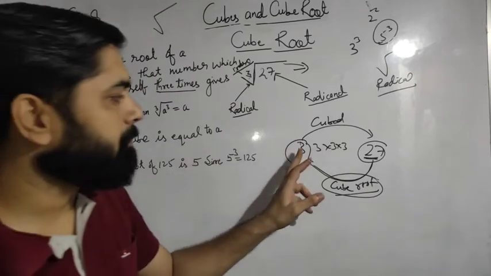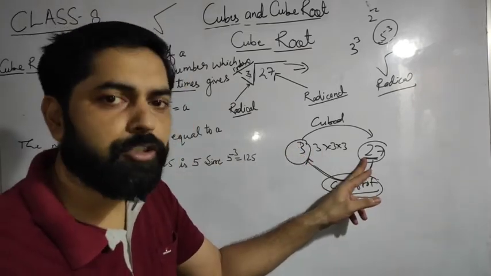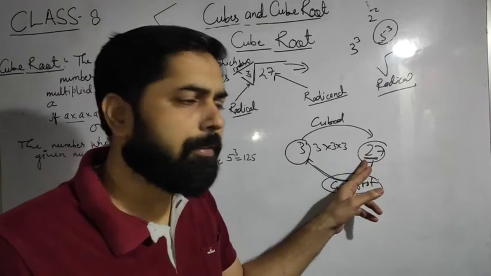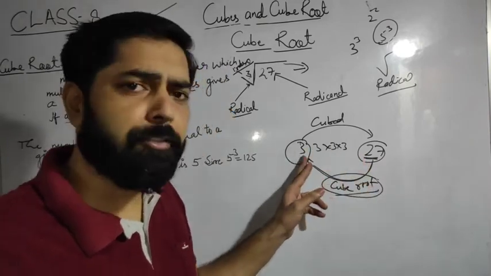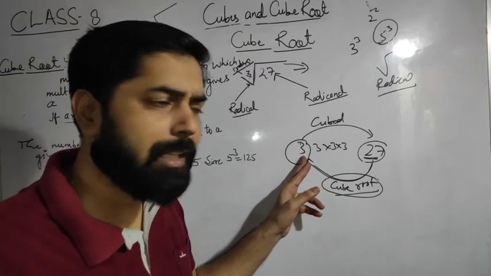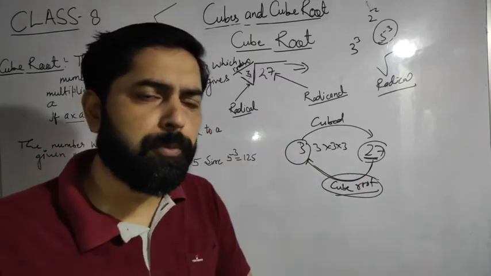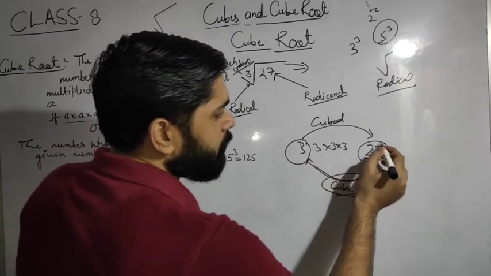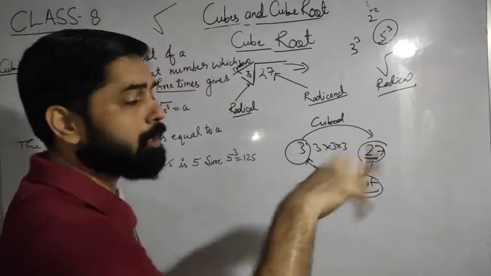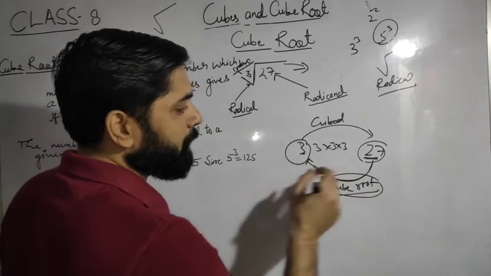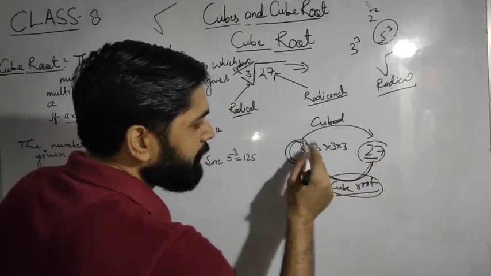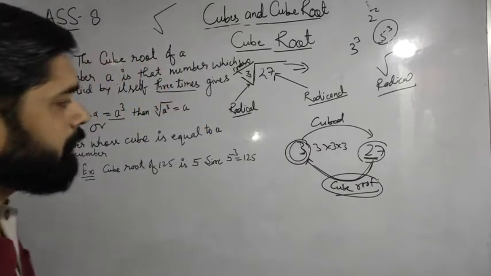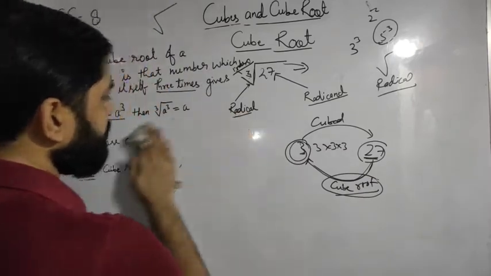The given number is 27. The question is asking the cube root of 27. So which number's cube is 27? It is the cube of 3. So 3 will be the cube root of 27. 27 is the cube of 3, so that same 3 will be the cube root of 27.